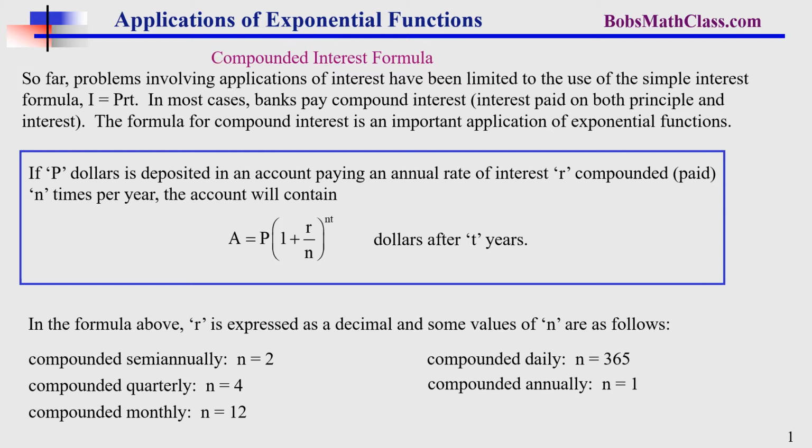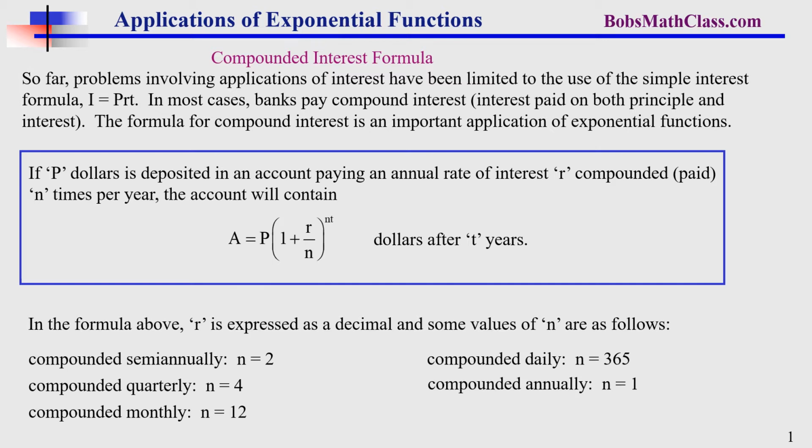Also keep in mind that the interest rate is in decimal form. So for instance, if it's 4%, then you would write 0.04. 8.5%, 0.085. You always move the decimal point 2 places to the left to change from a percent to a decimal.